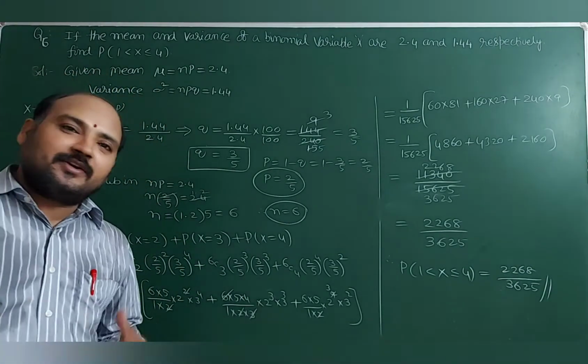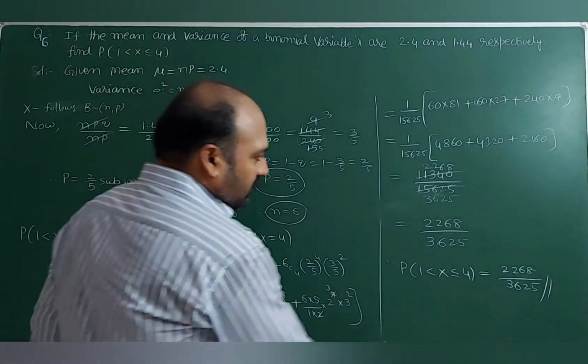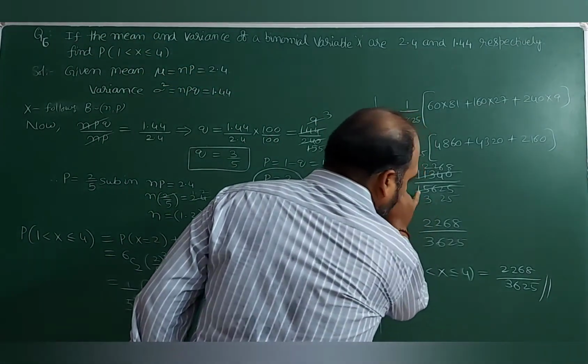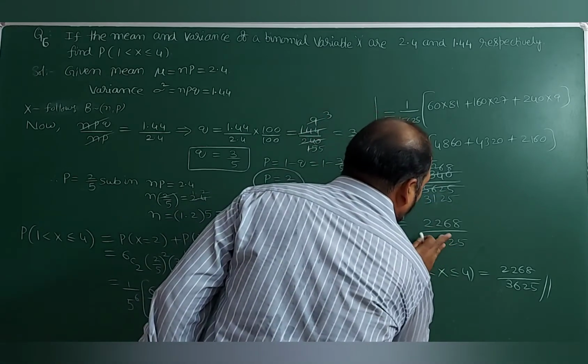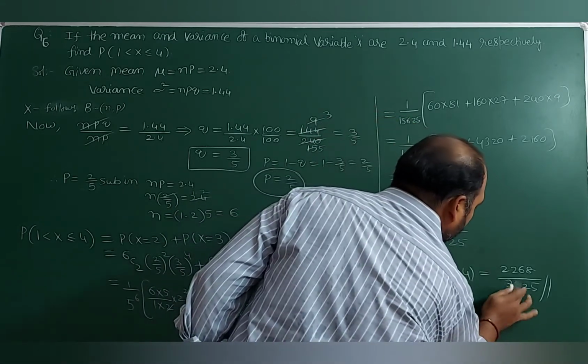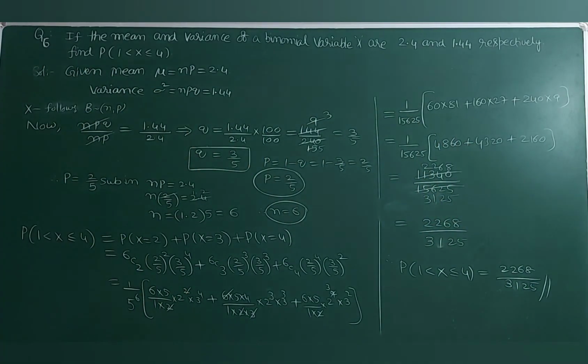Yeah, we'll move on to the next question. Here, students, 5 table: 5 1s are 5, 5 3s are 15. After that 5 1s are 5. I wrote wrong here. So 3125 is correct. We'll move on to the next one.